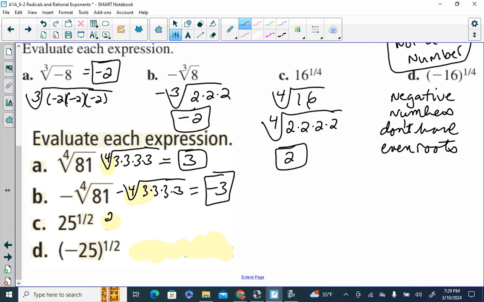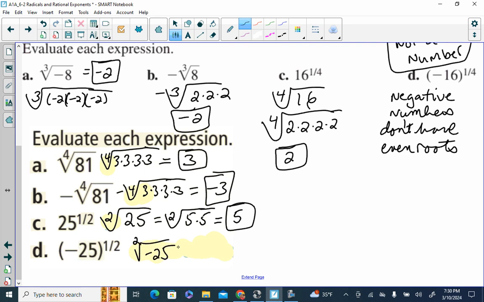Here I want the square root of 25. The square root of 25 is going to be equal to the square root of 5 times 5, right, which is 5. And here, once again, I have the square root of a negative number, right? So this is not a real number as far as our answers go.